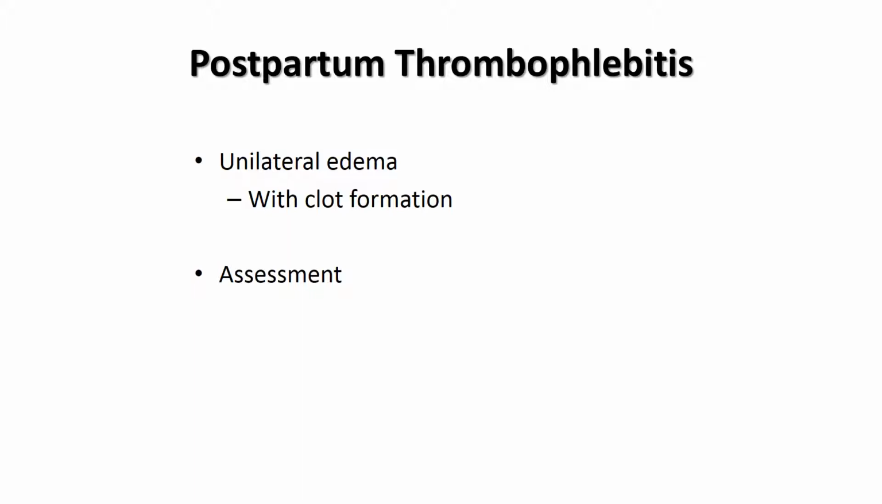Assessments include the obvious, a unilateral edema. Usually it's the lower extremities. There is pain and tenderness. Sometimes we see a positive Homan sign. That's where we dorsiflex the foot and assess for calf pain. It's often warm and tender to the touch. The high-risk populations are patients with outstanding varicosities, those that are obese, and increased maternal age.